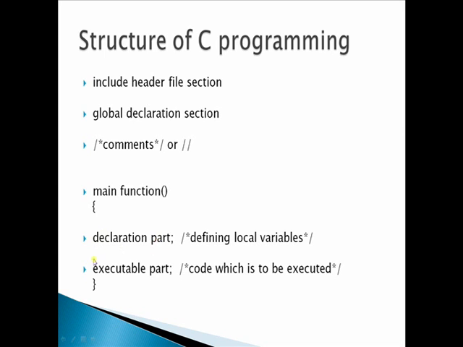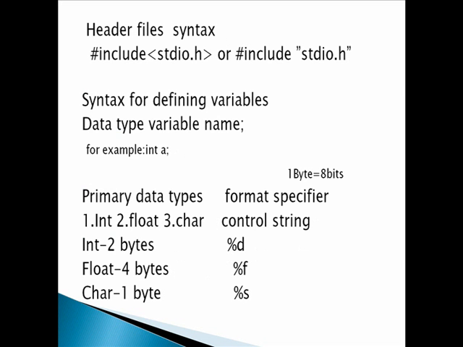Here we have the declaration part and the executable part. The declaration part is for defining local variables. Now we will see how to define a variable. The syntax for defining variables is data type followed by variable name. Example: int a. Here we have three primary data types: int, float, char. Int occupies 2 bytes, float occupies 4 bytes, char occupies 1 byte. The format specifiers for these three data types are %d for int, %f for float, %s for char.